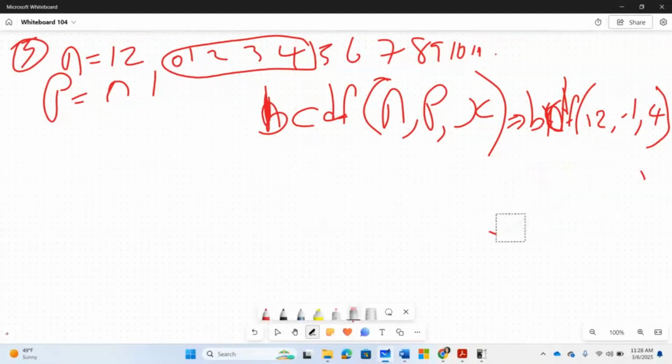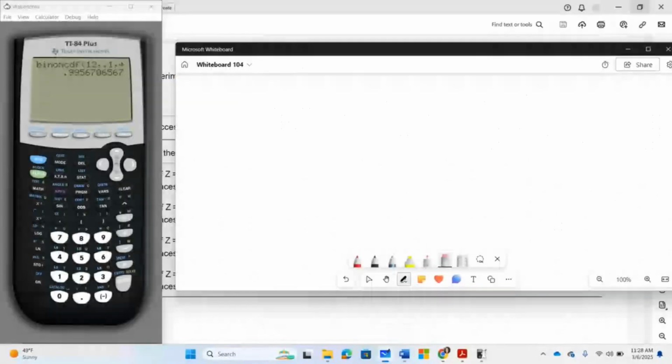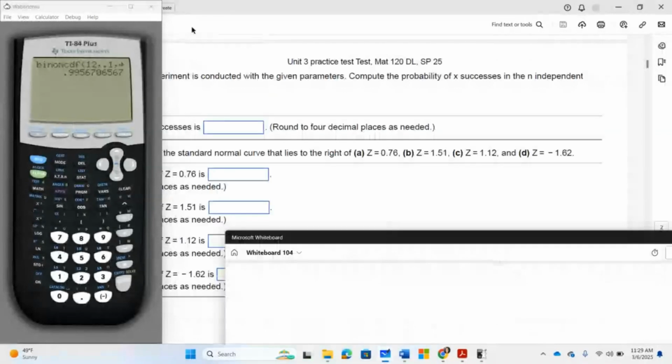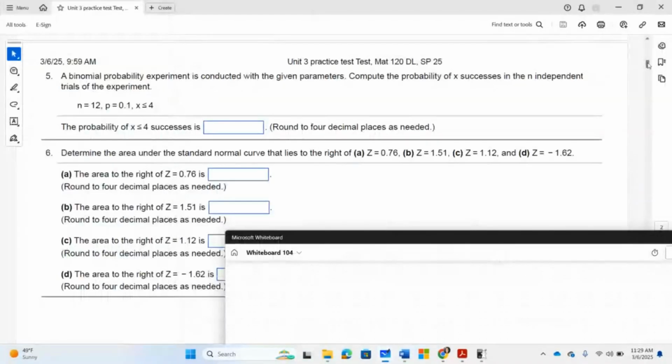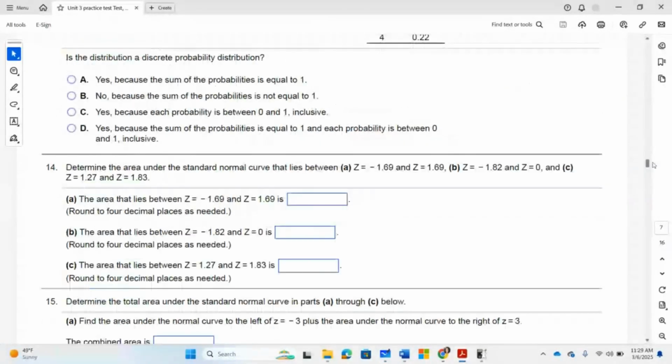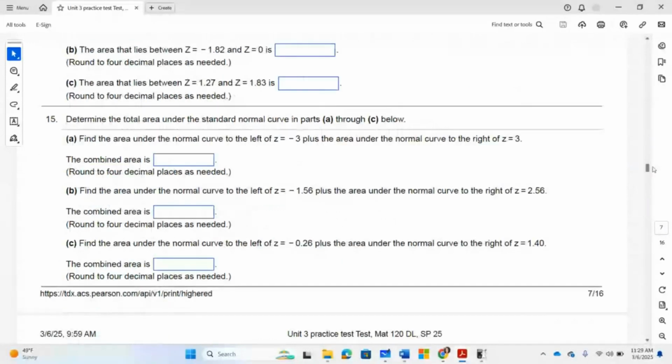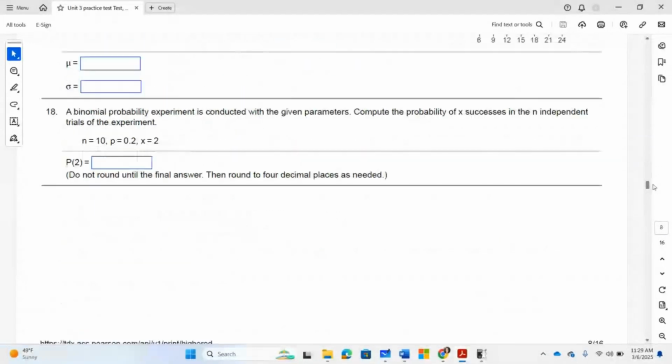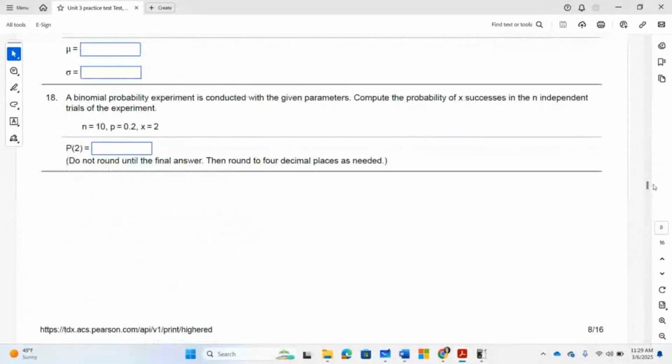All right, so that's one binomial distribution question. So we go back to the worksheet and look for another binomial distribution question. Let's go to, I think number 18 is binomial distribution. Okay, so number 18 is binomial distribution. A binomial probability experiment is conducted with the given parameters. Compute the probability of X successes in n independent trials of the experiment.